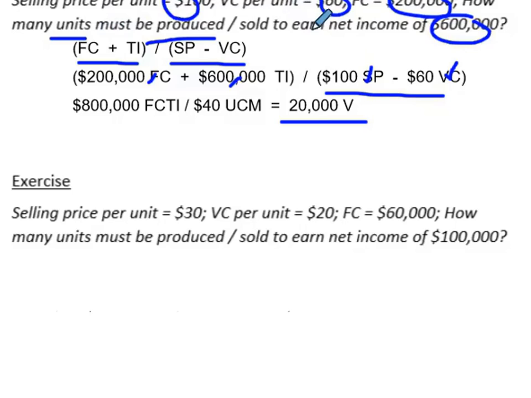Now let's go on to the next exercise. The selling price in this case is $30 a unit, the variable cost is $20, and the fixed costs are $60,000. So how many units must be produced and sold to earn a net income of $100,000? So let's do the calculation.